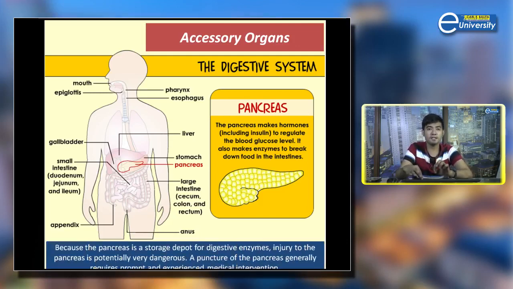Because the pancreas is the storage depot of digestive enzymes, injury to the pancreas is potentially very dangerous. A puncture of the pancreas generally requires prompt and experienced medical intervention. And also, the pancreas is the reservoir of red blood cells, or it is where the red blood cells are being recycled.